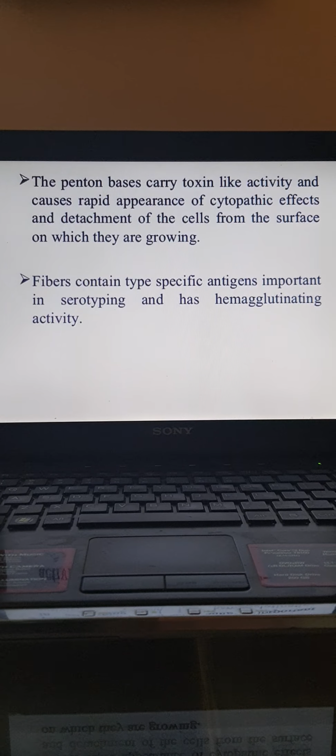Particular about penton bases is that they have toxin-like activity, and it causes rapid appearance of cytopathic effects and causes detachment of the cells from the surface on which they are growing. Fibers have type-specific antigens. These antigens are important in serotyping, and they have hemagglutinating activity. So fibers are basically rod-shaped structures anchored on the penton bases, and they are important because they have specific antigens which can be used for serotyping, they help in attaching to the host cell receptors, and they have hemagglutinating activity.